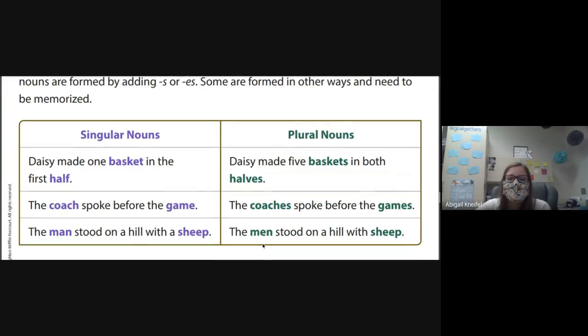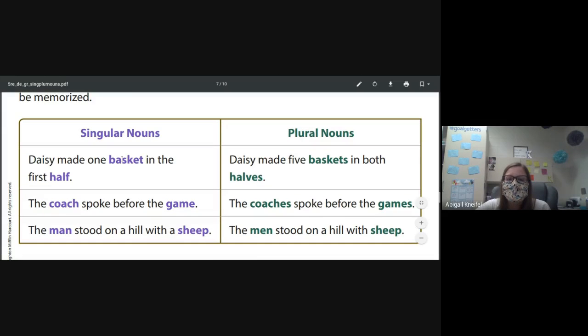So here are some singular nouns. Daisy made one basket in the first half. Basket, you would just add an S. Half, you would have to change to halves. Coach would be coaches. Game would be games. Man would be men. Sheep is sheep, just like deer.